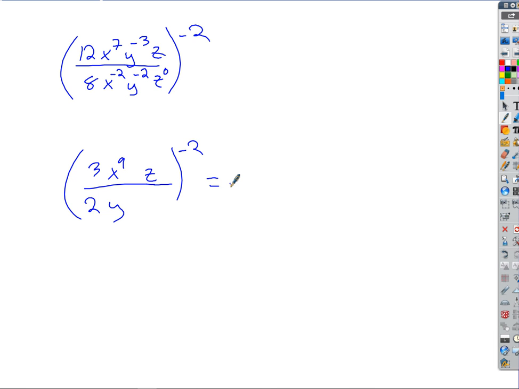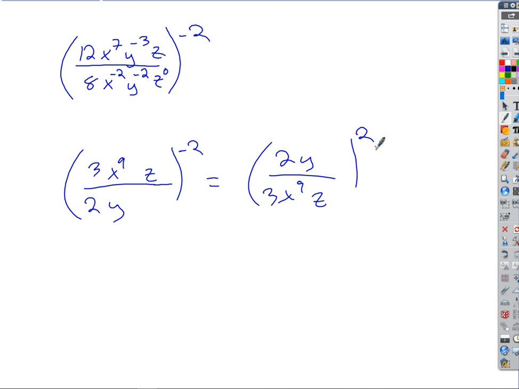But it's to the negative 2, so what should I do next? Flip it. If I have a fraction to a negative power, I just take the reciprocal to the positive power. That's a great trick, right? So immediately we would just rewrite this as 2y over 3x to the 9th, times z to the positive 2 power. And now it's pretty easy.